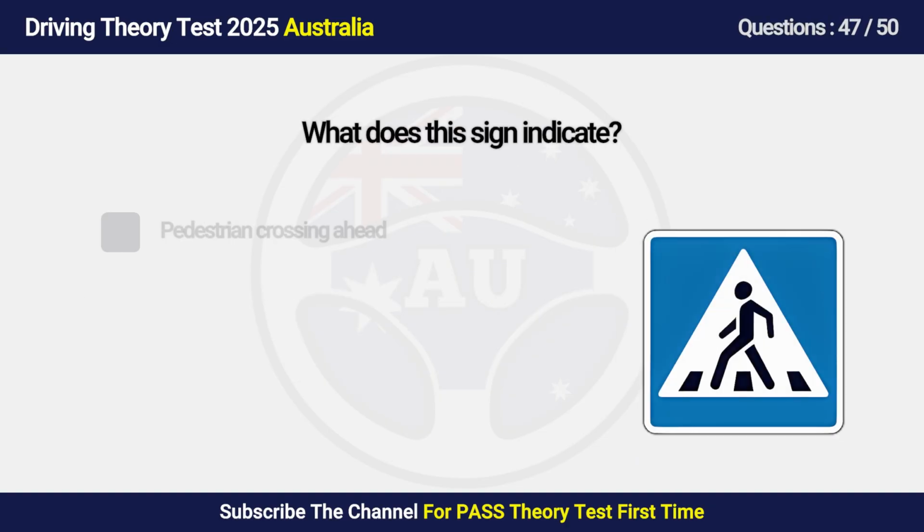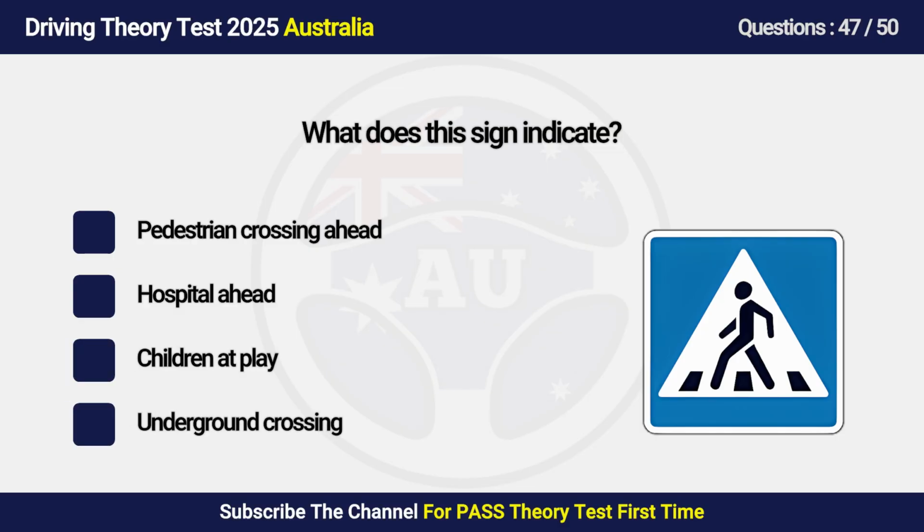Question 47. What does this sign indicate? A. Pedestrian crossing ahead. B. Hospital ahead. C. Children at play. D. Underground crossing.